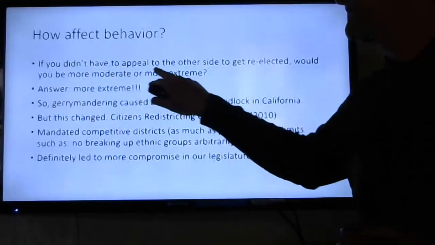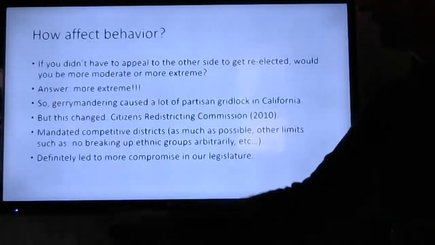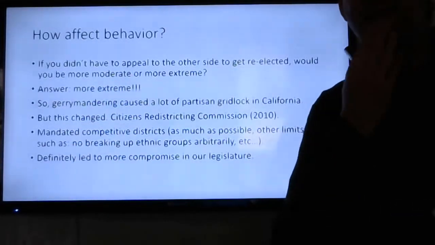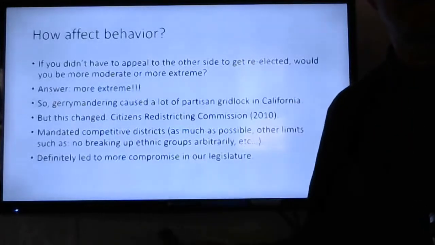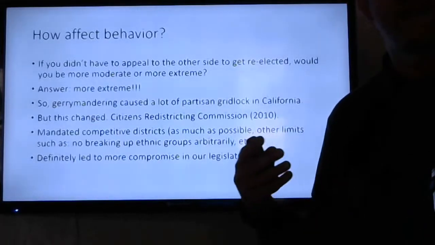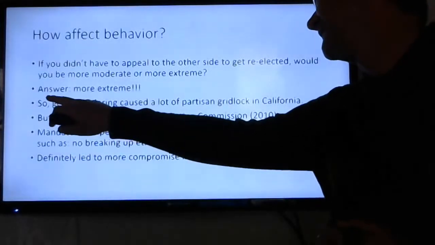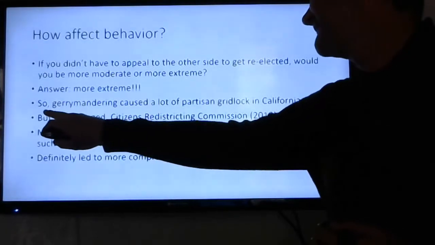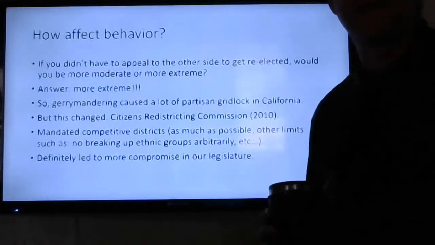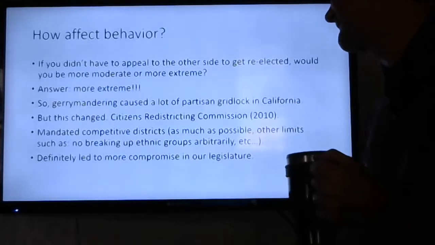Notice, if you didn't have to appeal to the other side to get reelected, would you be more moderate or more extreme? Well, the answer is you'd be more extreme, right? You're a Republican. If you don't have to appeal to Democrats to get reelected, you are not going to, and vice versa. Democrats, if you have a gerrymandered district in favor of Democrats, they're going to be as far to the left as they can go. Maybe not all the way to the left, right? But it's further left. So gerrymandering caused a lot of partisan gridlock in California. Okay, so California state government used to be completely gridlocked.